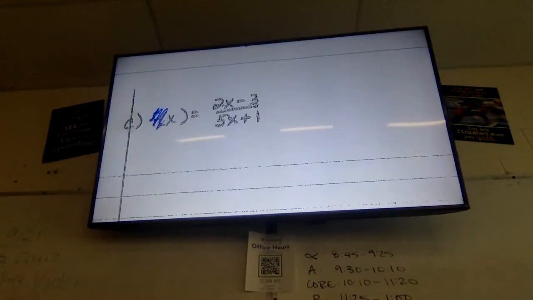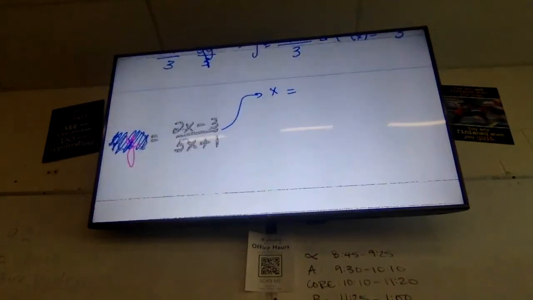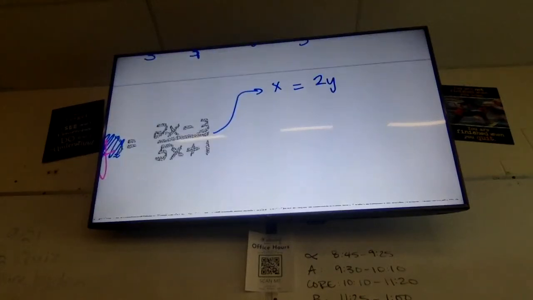I'm gonna cross out my f of x and I'm gonna make that y. Now I'm gonna rewrite this, and every time I see x, I'm gonna have to put a y. So x is changing for y on the other side, and now I'm gonna have 2y minus 3 over 5y plus 1. I just will copy all over myself.